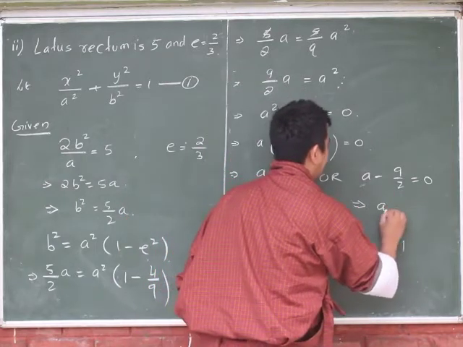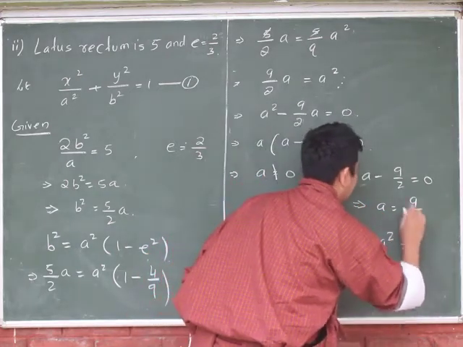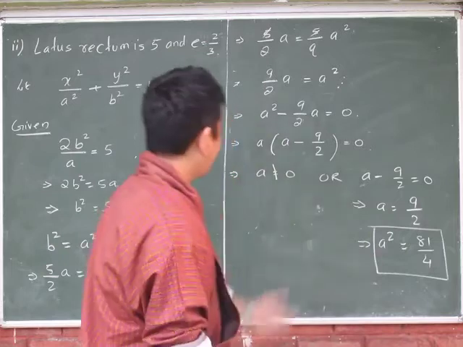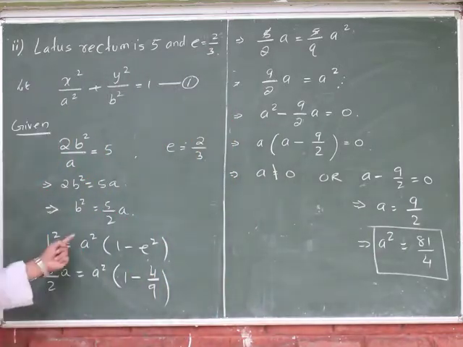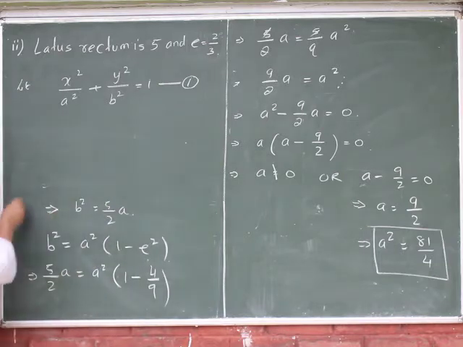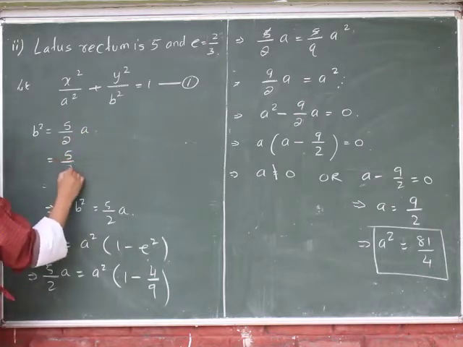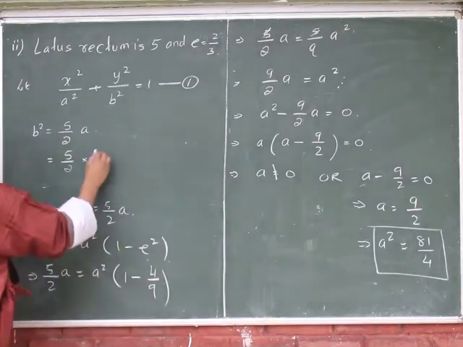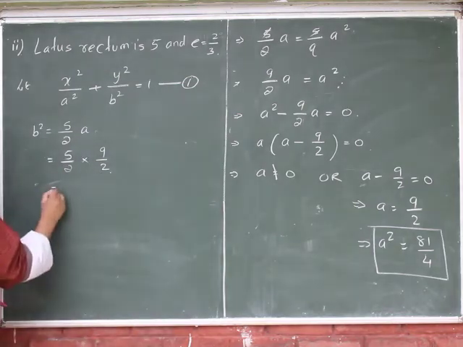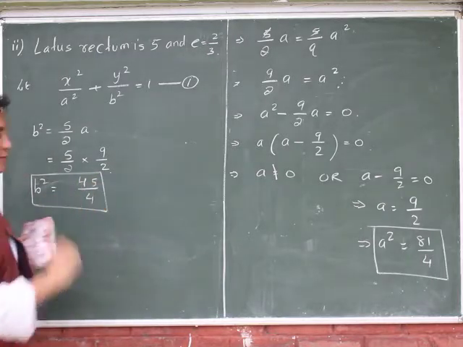But a value we can take here: take minus 9 by 2 to that side, it becomes positive 9 by 2. Or you can write a square is 9 square, which is 81 divided by 4. We have a square value now. Make sure you put it inside a box every time. Now we are going to calculate b square by substituting here. So please substitute now. b square is 5 by 2a, that is equivalent to 5 by 2 times, what's the a value? 9 by 2. What's the b square value now? b square is equivalent to 45 divided by 4. This is the b square value, and that one is the a square value.